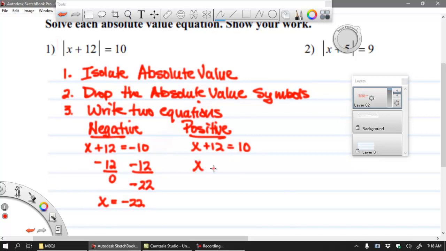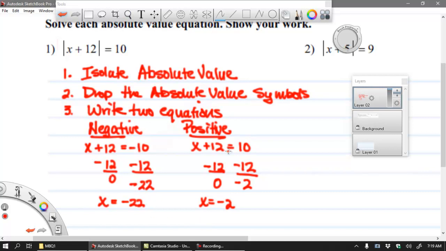So I have x plus 12 equals a +10. I'll subtract 12 from each side. That goes to 0. The integer math here says I have two different signs: take the bigger number, subtract the smaller. So 12 minus 10 is 2. That will be a -2. So those are my two answers for the absolute value.